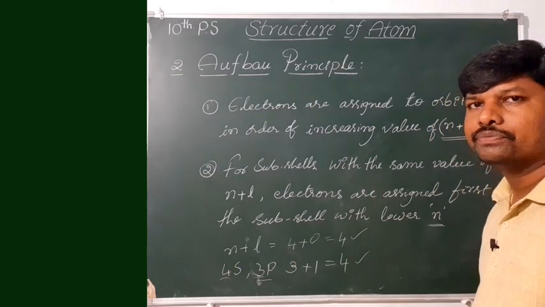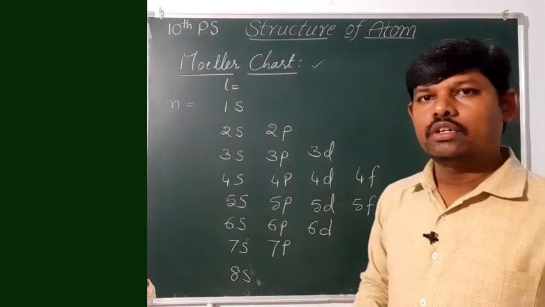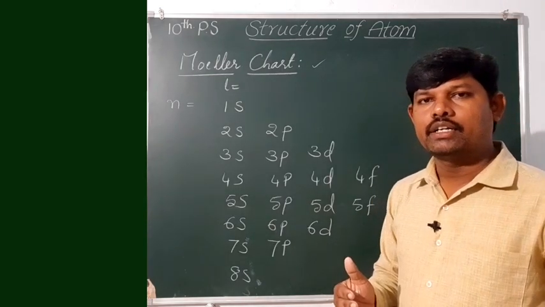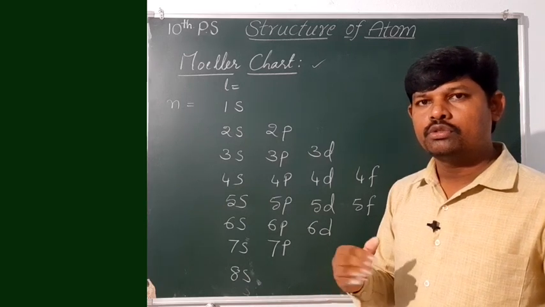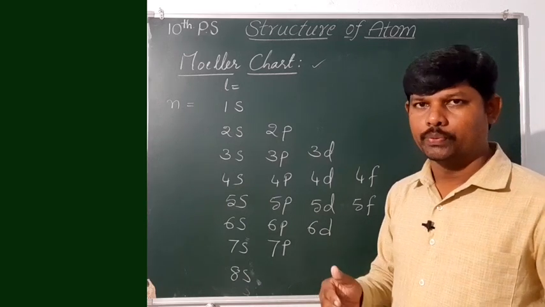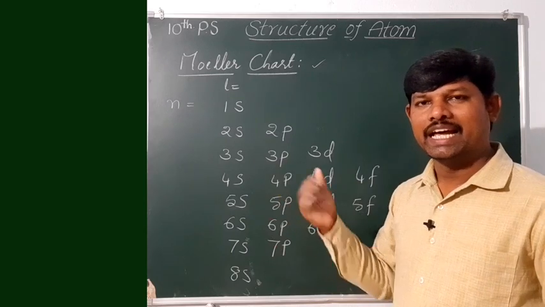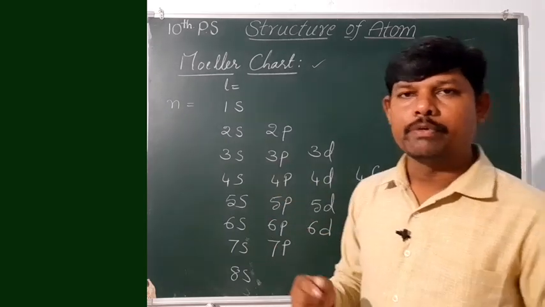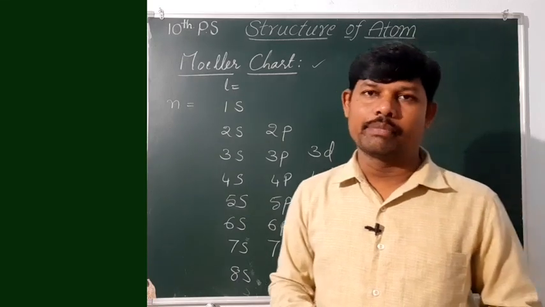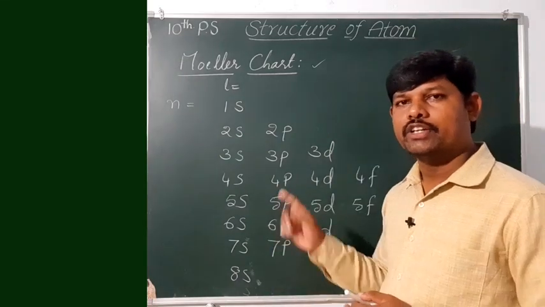Do you understand? Okay, next. To understand the increasing order of orbitals, that means to know the n plus l value. So this diagram will help us see which orbital has more n plus l value and which orbital has less n plus l value. So let us understand this diagram.